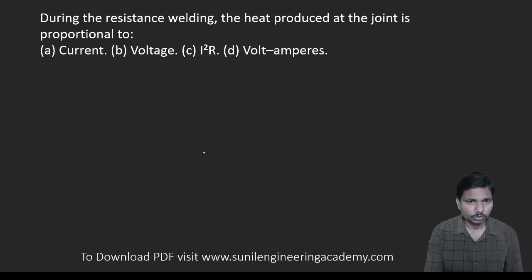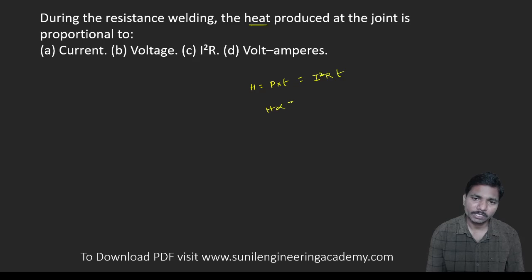Okay, coming to the next question. During the resistance welding, the heat produced at the joint is proportional to dash. The heat is nothing but energy, that is power into time, where power is equal to I square R into time. So heat is proportional to the power, that is I square R. So the answer is option C.